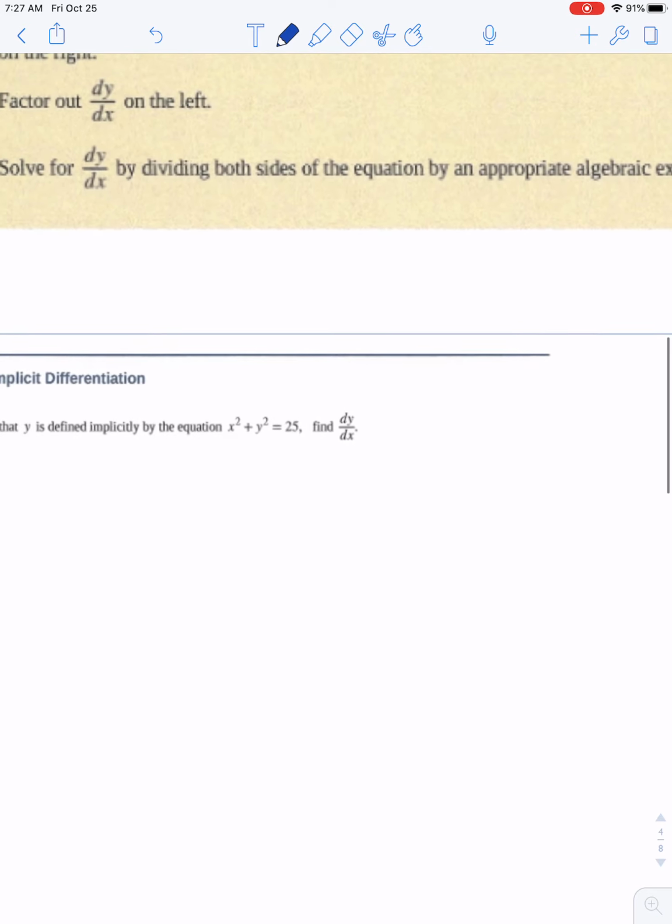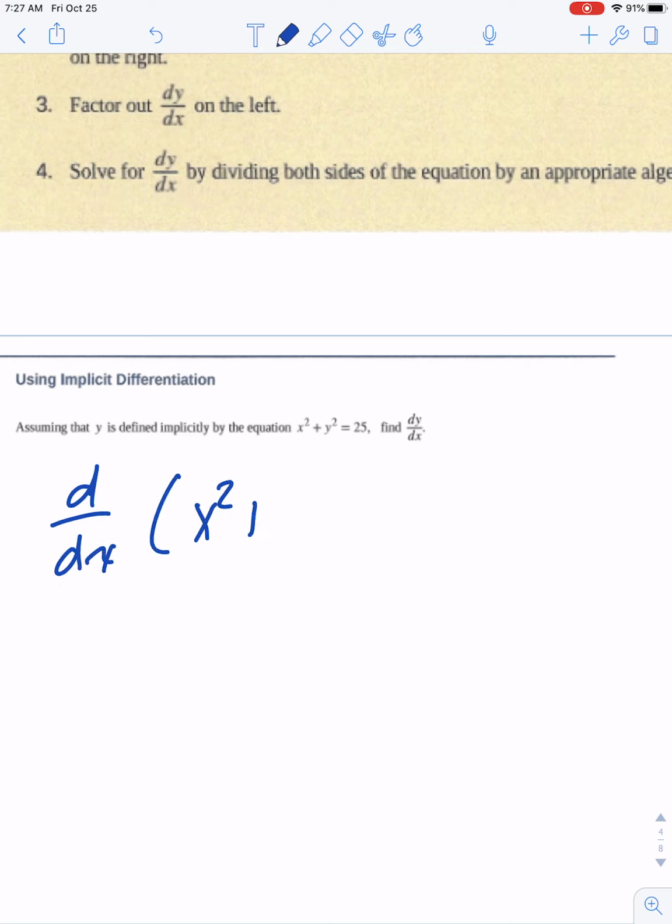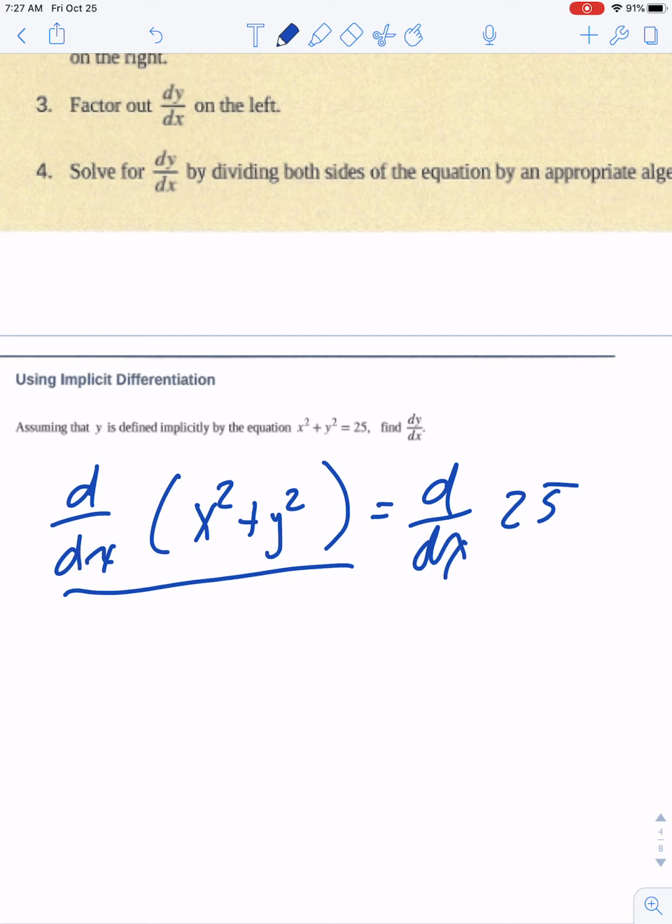On this first example, we have x squared plus y squared equals 25. And we need to calculate the derivative of y with respect to x. So we're going to take the derivative with respect to x of x squared plus y squared equals 25. So you want to derive both sides. On this side, the derivative of x squared with respect to x is easy. That's just 2x.